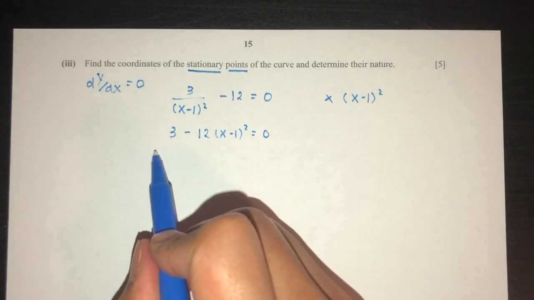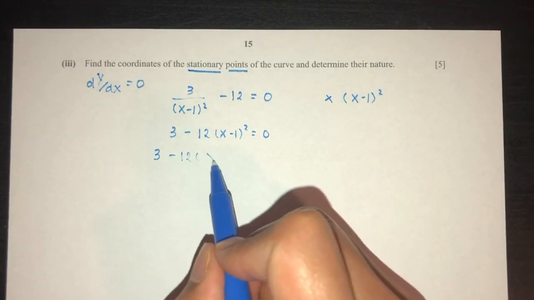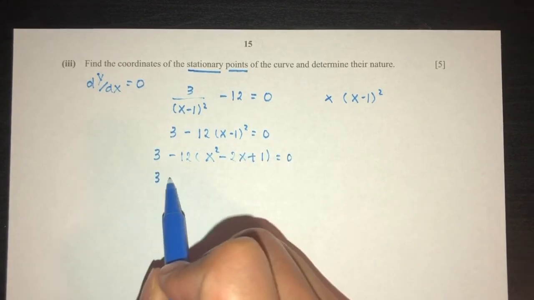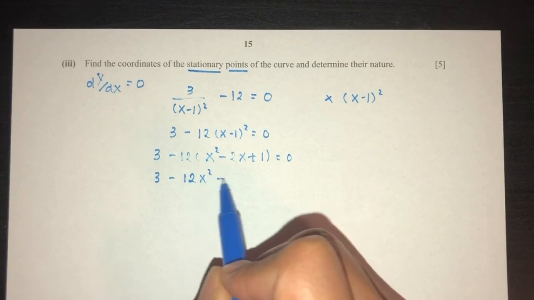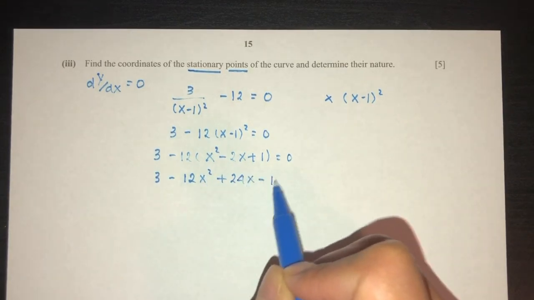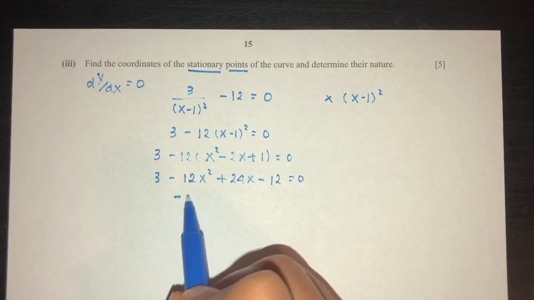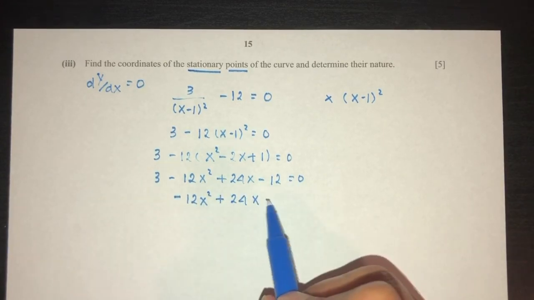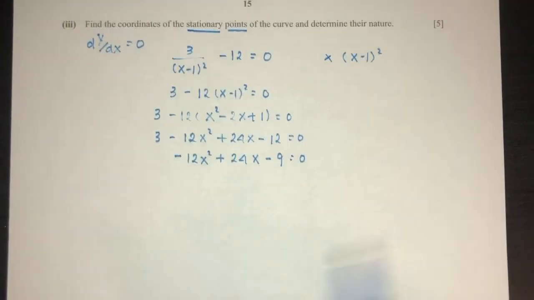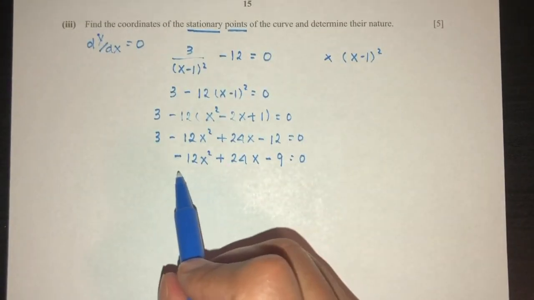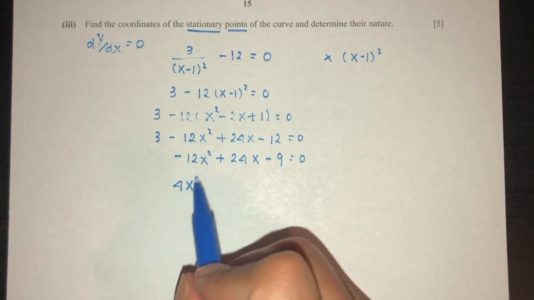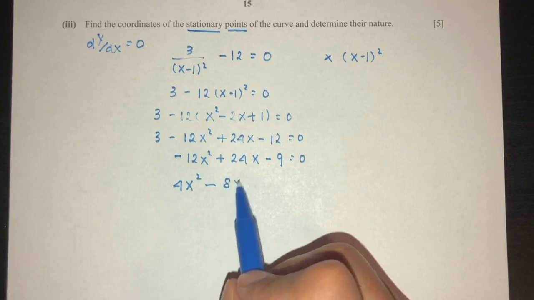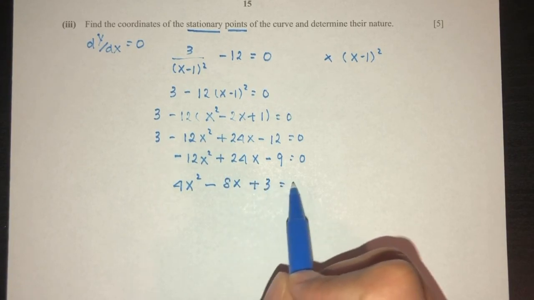Now we expand, you will have 3 minus 12, this is (x squared minus 2x plus 1), equal to 0. So 3 minus 12x squared plus 24x minus 12 is equal to 0. So minus 12x squared plus 24x, 3 minus 12 is minus 9, equal to 0. Simplify, you will divide by minus 3 everywhere, you will have 4x squared minus 8x plus 3 equal to 0.